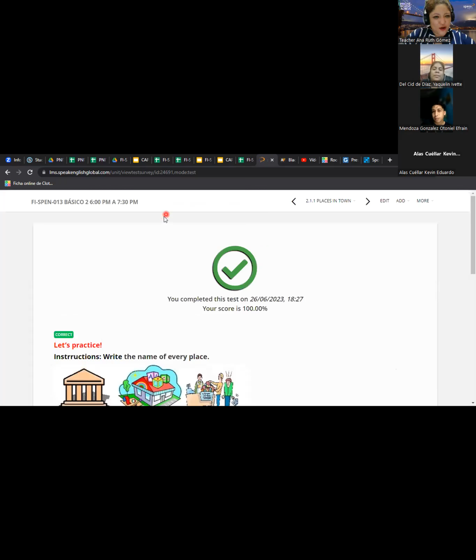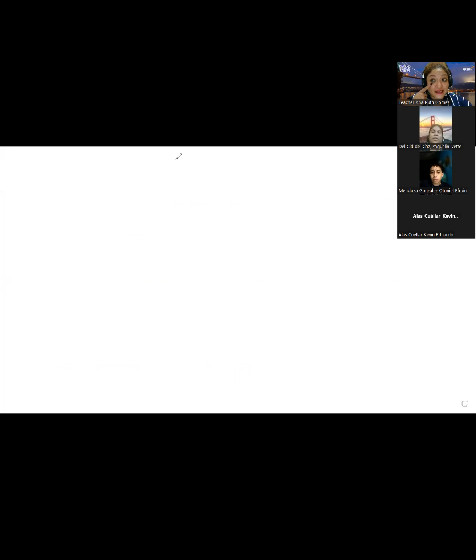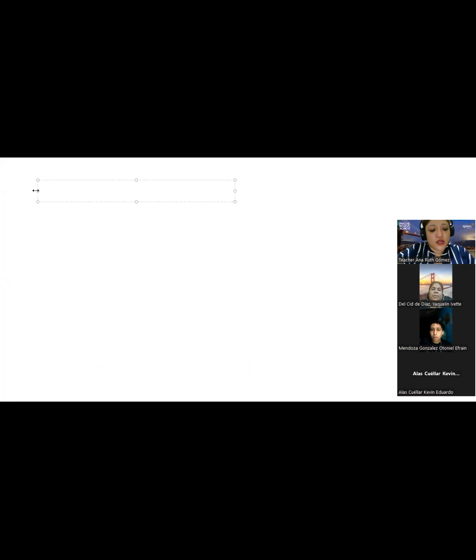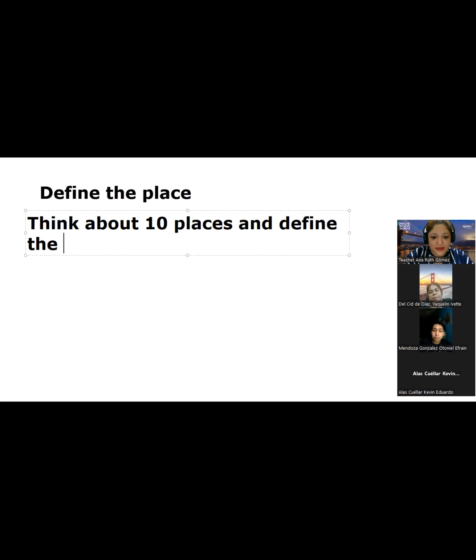Now, hoy viene lo bonito. I'm going to give you one exercise right now. Listen what we're going to do. From those places that we have seen, pay attention to the next activity. The next activity is going to be nice. The name of the activity is define the place. What I want you to do is think about 10 places and define the places.